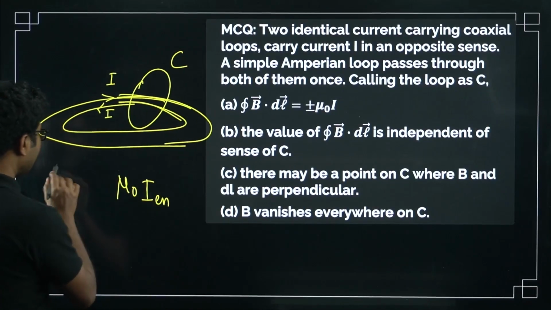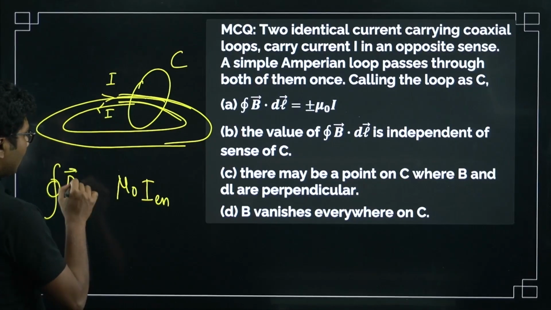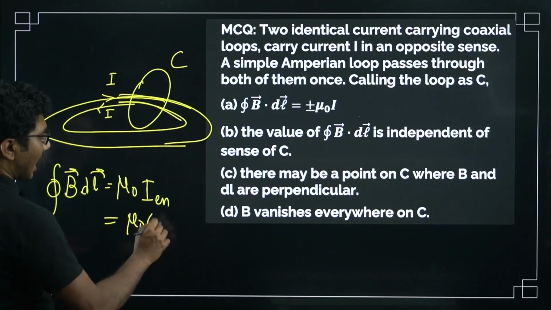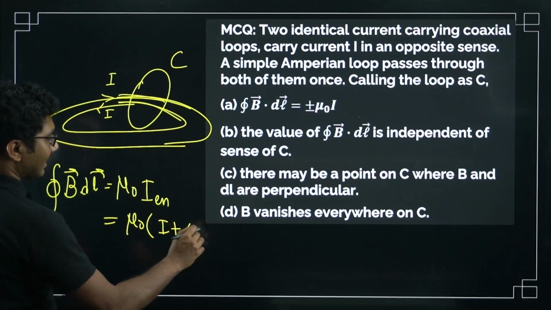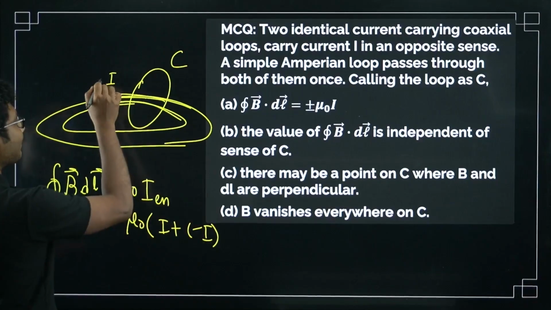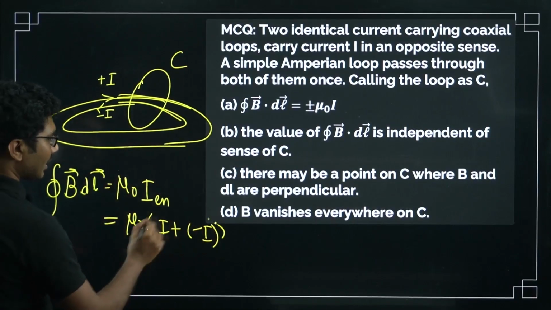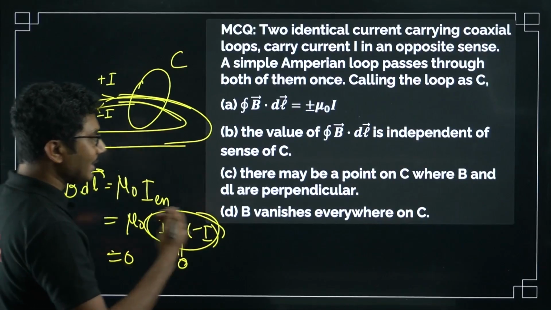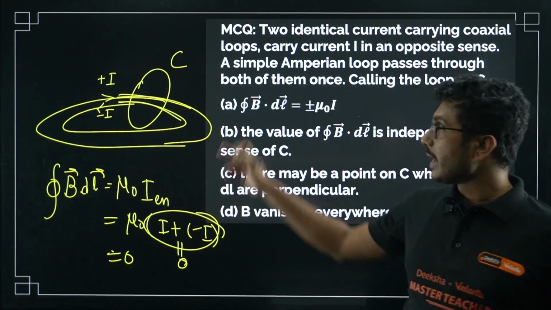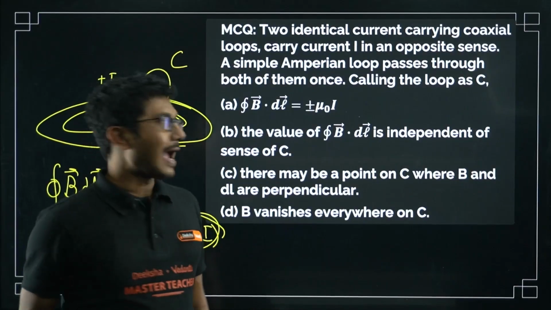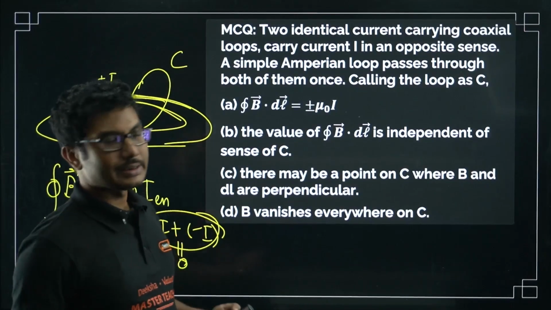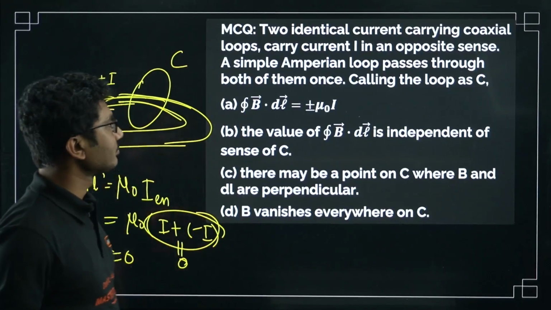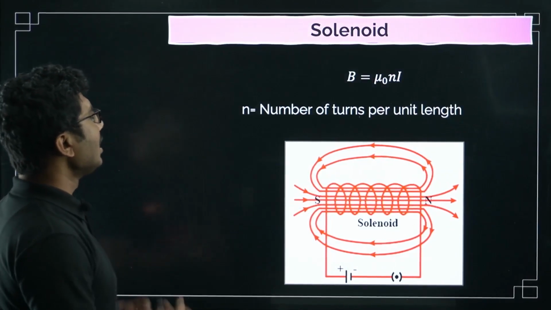So in this case B dot dl is basically this formula, right? Mu naught is given, I is plus I plus minus I. If you consider this as plus I, this will be minus I. So the total current enclosed will be equal to 0. Total current enclosed 0 means B is 0 everywhere along C. Okay, as simple as that. If there are two coils carrying current, if you consider an Amperian loop, you will find the magnetic field is 0.